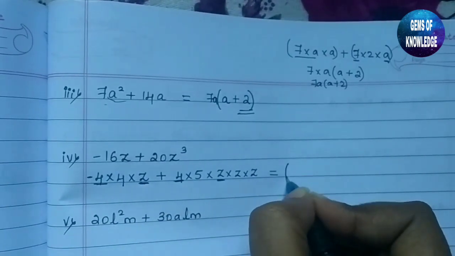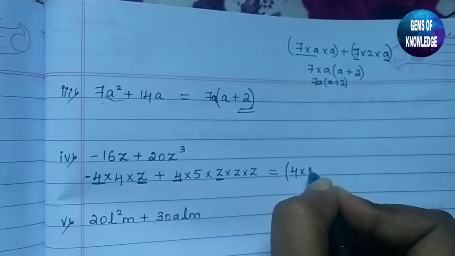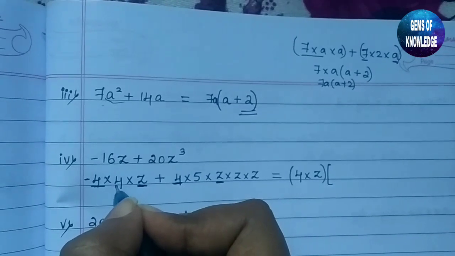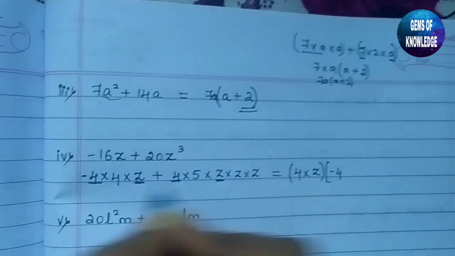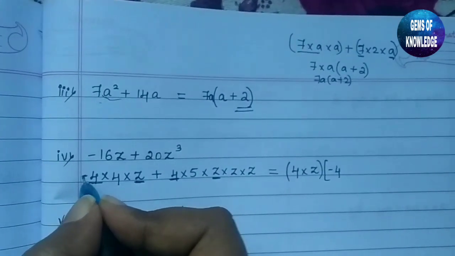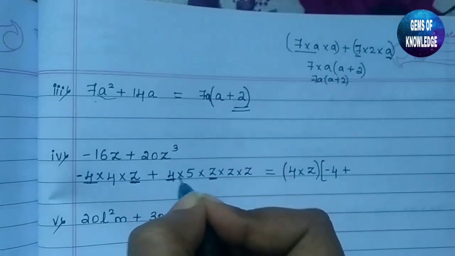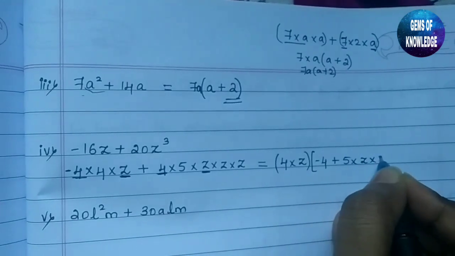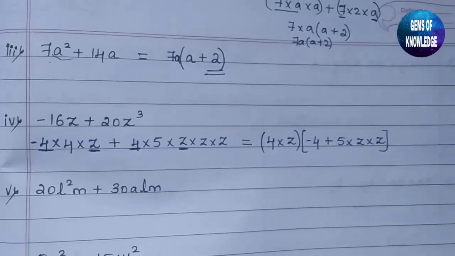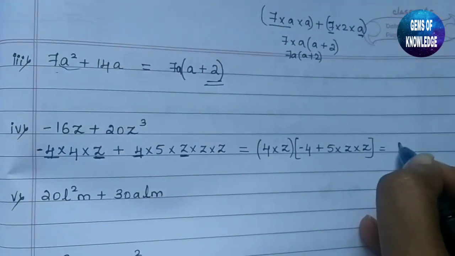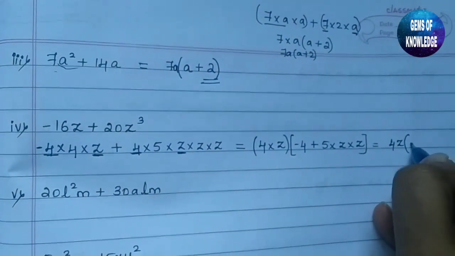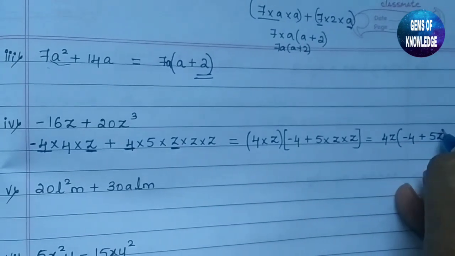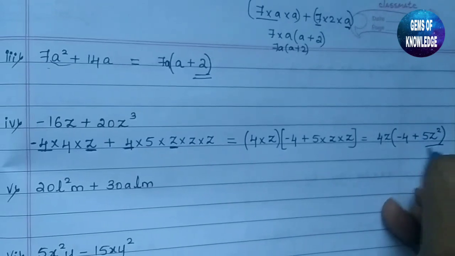So let me write here what is common. 4 into z is common. Okay, then I will get here what is remaining. Minus 4 is remaining, you can see 4 and this minus is remaining, plus 5 into z into z. So you will get 5 into z into z. So the final answer is 4z into minus 4 plus 5 into z square. Z is 2 times, so it will be z square.